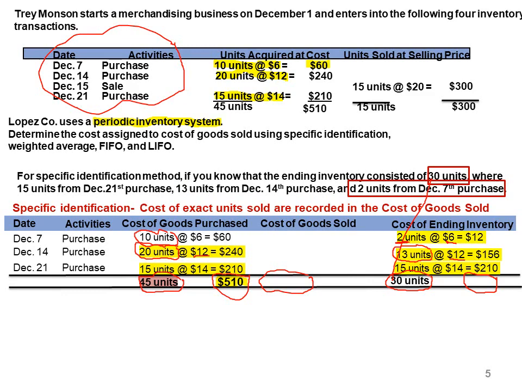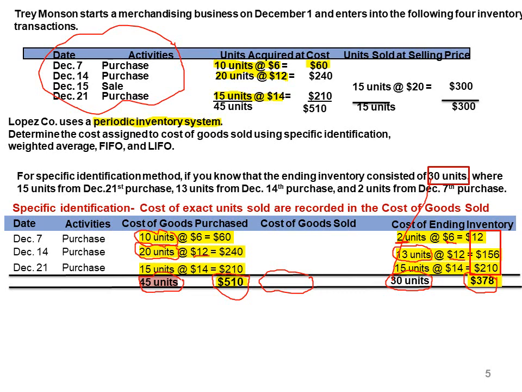Then the second date, on December 14, another purchase took place. It was 20 units. Each unit was purchased for $12, so we have a total of $240. So we're going to place it there. Then we are going to ignore the date of the sale, because we don't calculate the cost of goods sold and the cost of ending inventory after each sale is made, because here we are under periodic. We calculate the cost of goods sold and the cost of ending inventory only once at the end of the month. So we are going to ignore the December 15 sale, and we are going to move to the December 21st purchase.